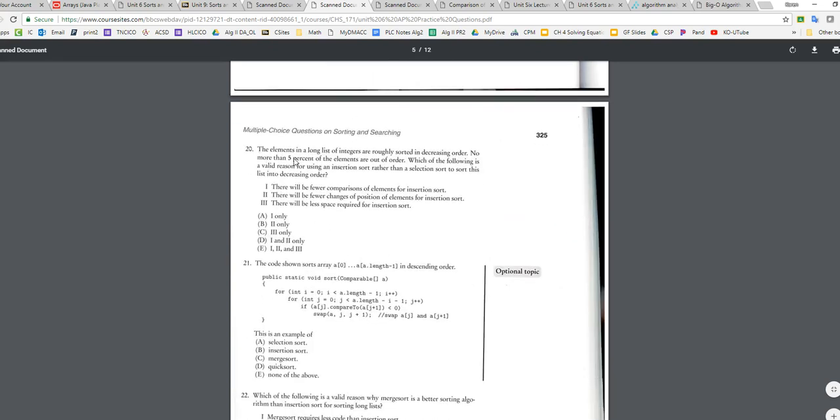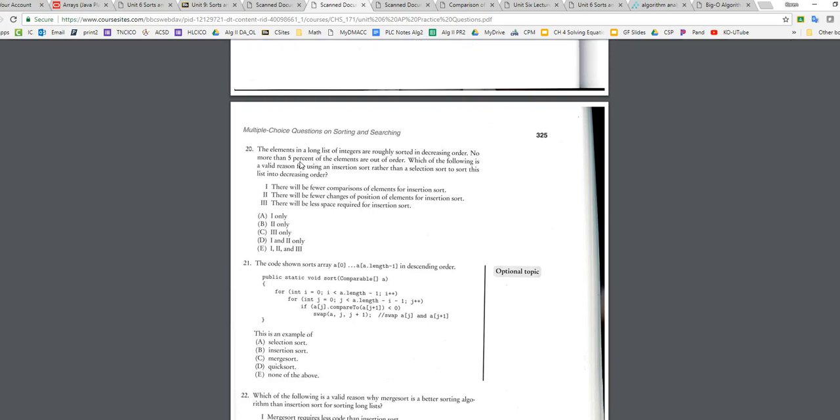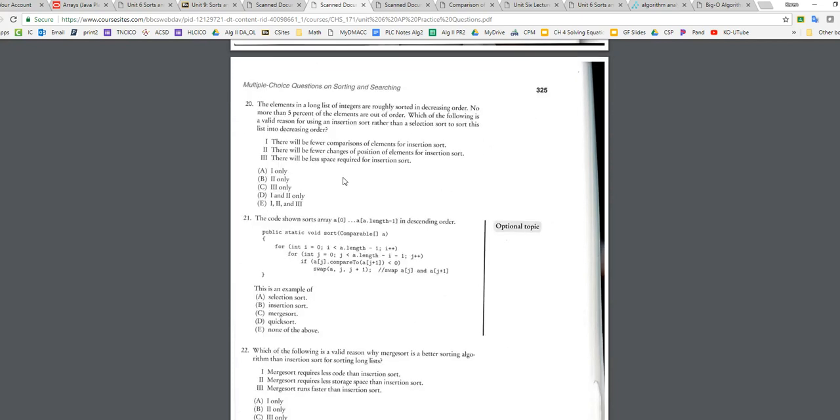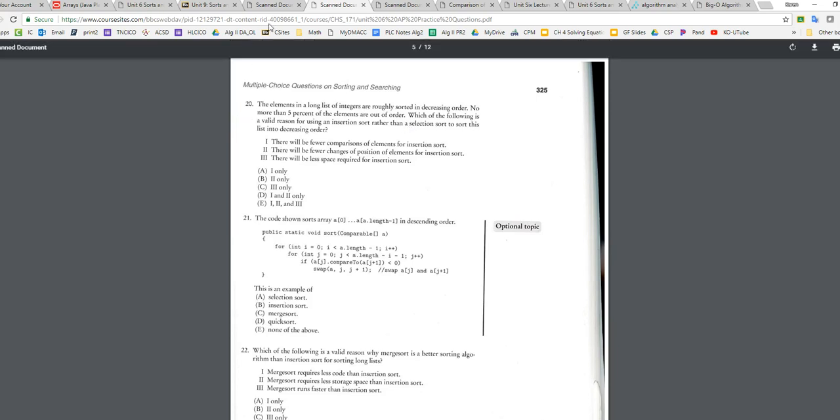Number 20, it says the element is in a long list of integers roughly sorted in decreasing order. No more than 5% of the elements are out of order. Which is a valid reason for using the insertion sort rather than the selection sort on this one? Your choices are: there will be fewer comparisons, there will be fewer changes of position, there will be less space required for the insertion sort. So it's trying to ask, why do I want to use the insertion sort compared to the selection sort? So that's question number 20.